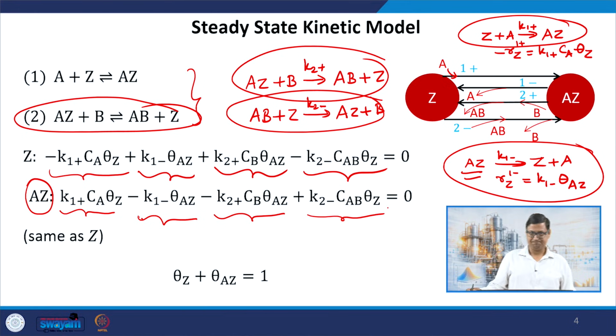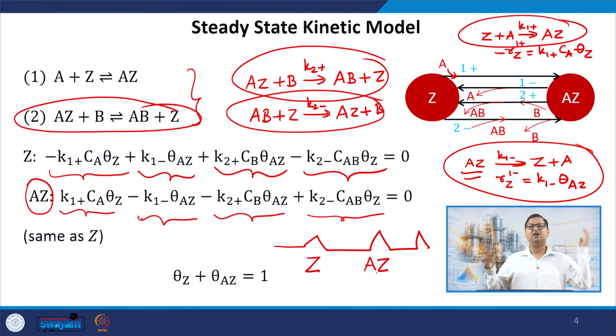also equal to 0. And finally, in my catalyst surface, either you have the Z sites or you have the AZ sites. Let us say at the beginning of the reaction, the entire catalyst surface is bare, and we say that the net concentration or net fraction of the active sites is 1. Then if AZ is getting formed, then the sum of the concentration of Z and the concentration of AZ is equal to 1.